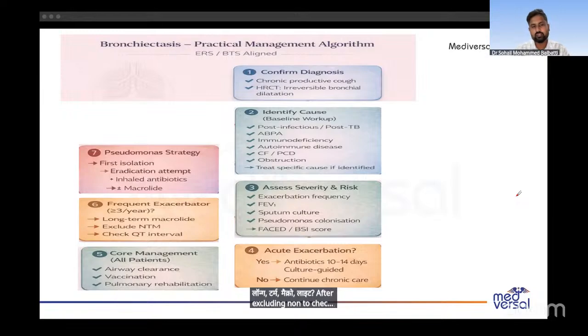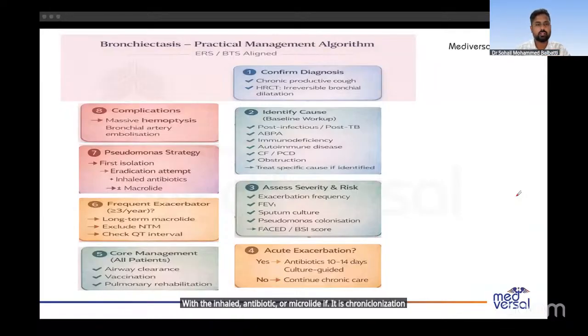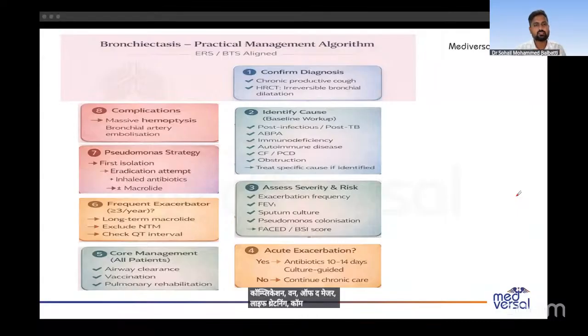Pseudomonas strategy: first isolation, always eradicate with an inhaled antibiotic or macrolide. If it is chronic colonization, you can give it for a longer period of time. Complication: one of the major life-threatening complications in bronchiectasis is massive hemoptysis, where bronchial artery embolization can play an important role in managing the hemoptysis for a shorter period of time.